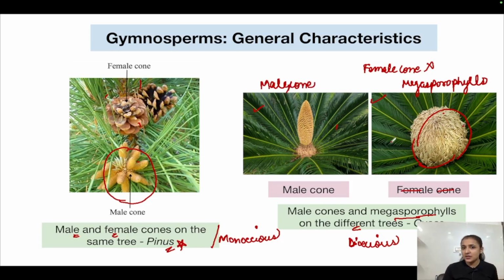So this condition is dioecious because the male cone is present on a separate tree and the megasporophylls are present on a separate tree. And this condition is seen in Cycas. Again, important example, please remember it. Present in NCERT also.